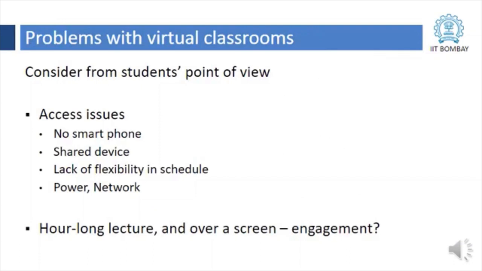To understand why, we need to consider the situation from our students' perspective. Students may be facing access issues. For example, some of them do not have a smartphone. And even if they do have a smartphone or a laptop, the device might be shared between various members of their family and may not be available during the hours of the live virtual classroom. By definition, a live virtual class has a lack of flexibility in terms of scheduling. In addition, there may be issues of power or network, which could cause disruptions in students accessing the live virtual class.